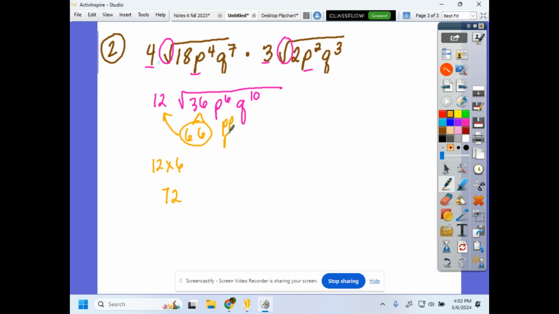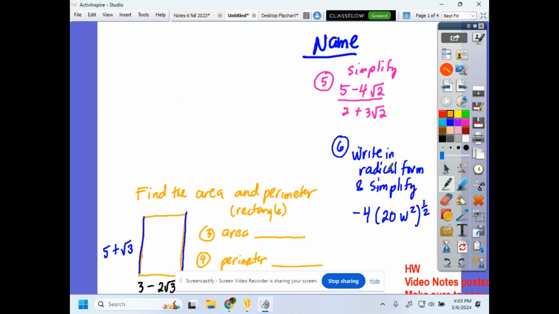P6, there are 6 P's, and you can form 3 groups of P squared, so P cubed. There are 10 Q's, so you can just divide it by 2, Q to the 5. If you notice, everything is being used. Everybody has pairs. That means there should be no more radical or square root on this problem, and that's the answer.